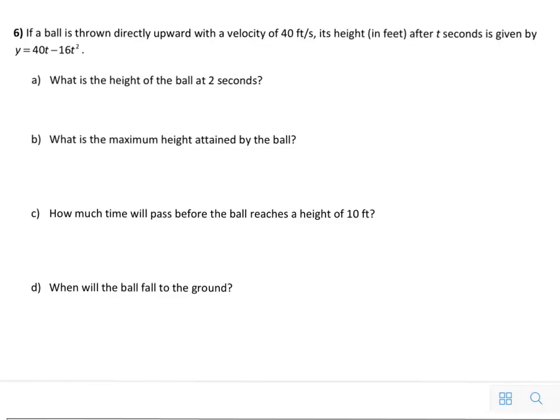Here's the calculator part of level 3 for 3.1. Number 6: if a ball is thrown directly upward with a velocity of 40 feet per second, its height in feet after t seconds is given by y equals 40t minus 16t squared. So we're going to first take a look at what the height of the ball is at 2 seconds.